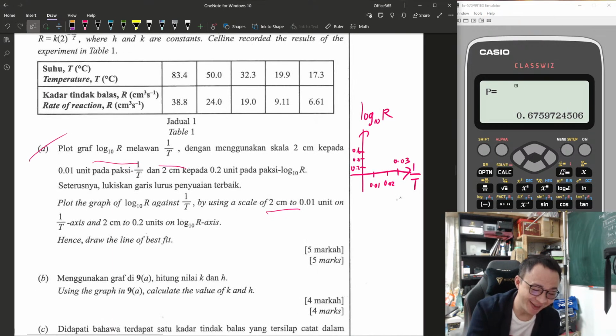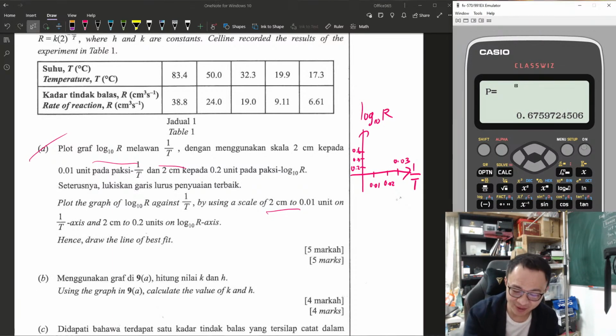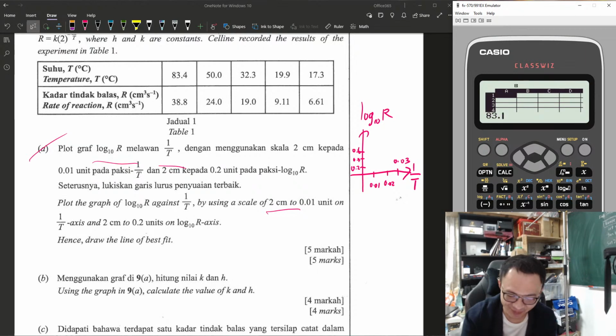Okay, let's do T. The first one is, okay, let's play for fun. But of course you can actually do it easily. But I can use a spreadsheet to actually help us to get all these values. But you don't need to use a spreadsheet, I just do it for fun. Okay, so I insert A as my T value: 50, then 32.3, then 19.9, and then 17.3.